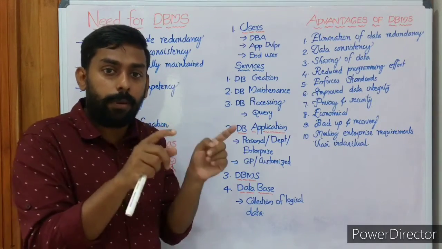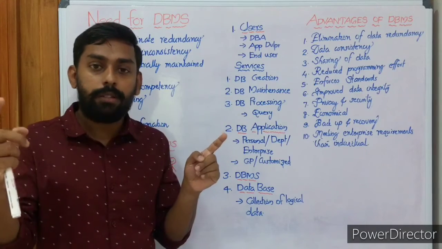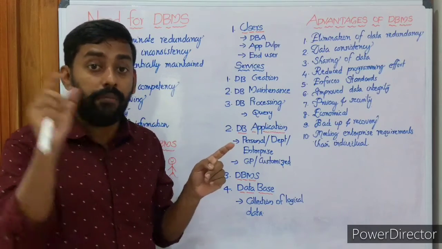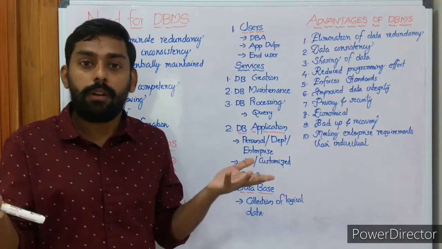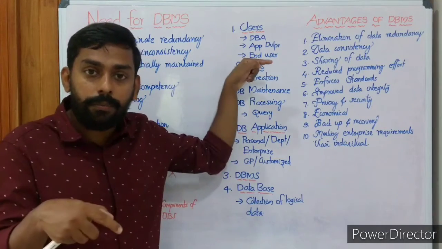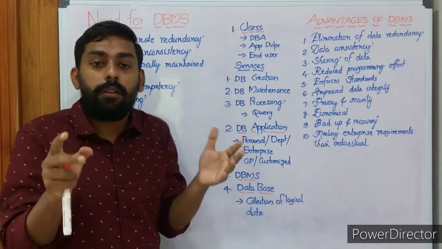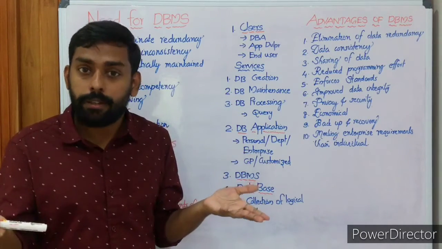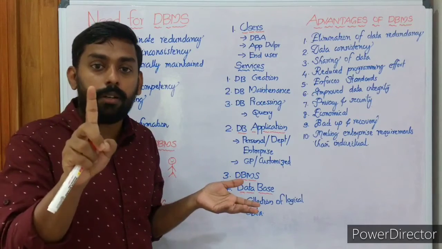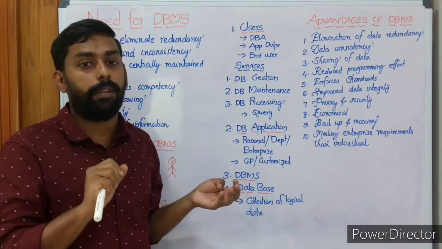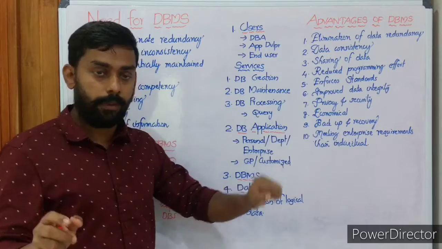When we follow the file system, what happens? 1 GB of data should be saved in every place, right? Suppose there are 10 places, that is 10 GB of data. In the case of a database management system, we store data in only one machine, in only one place. So it saves 9 GB. It costs only 1 GB. That's what economical is.